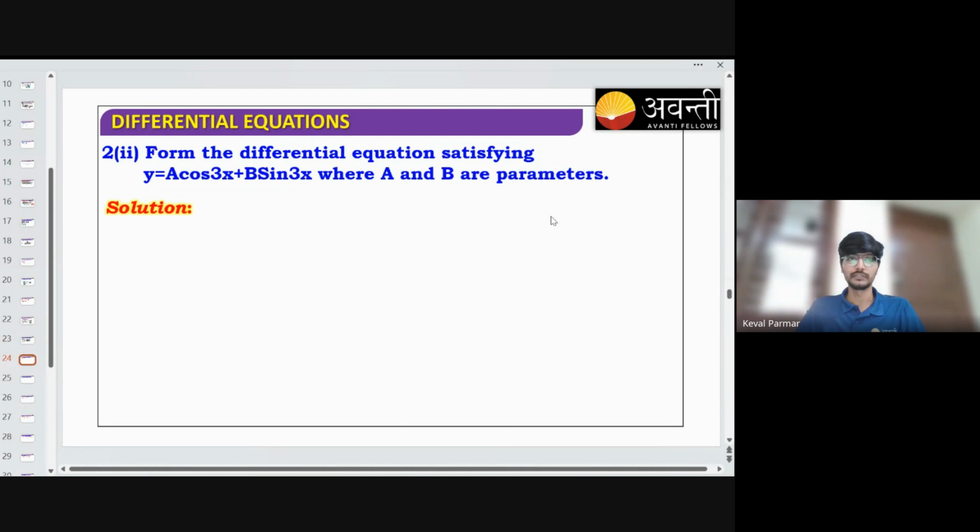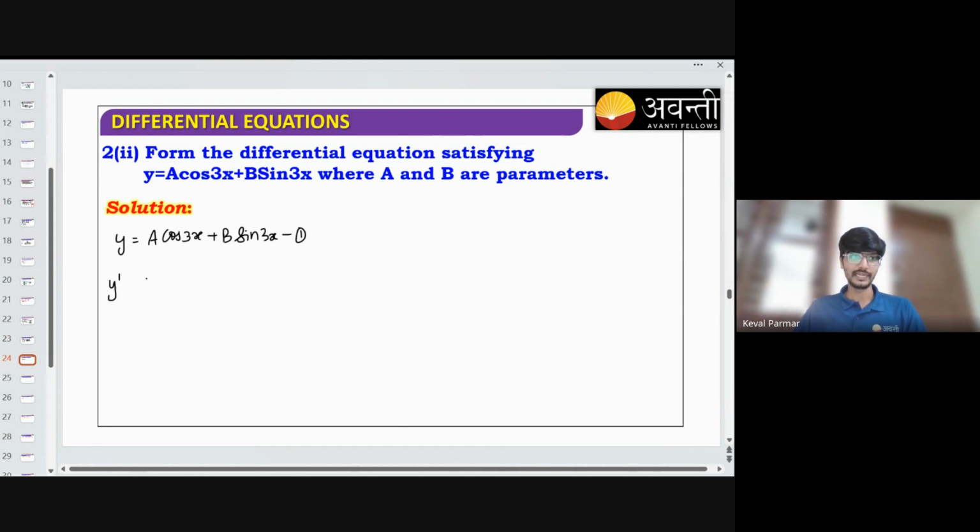Let's move on to the next question. This is similar. We did something like this, looking a bit like this. Here it is simply given what? A and B are parameters. They readily gave us that A and B are arbitrary constants, which means there are two arbitrary constants. So what we have to do is differentiate two times. So first is y equals A cos 3x plus B sin 3x. Equation number 1. Let us differentiate once.